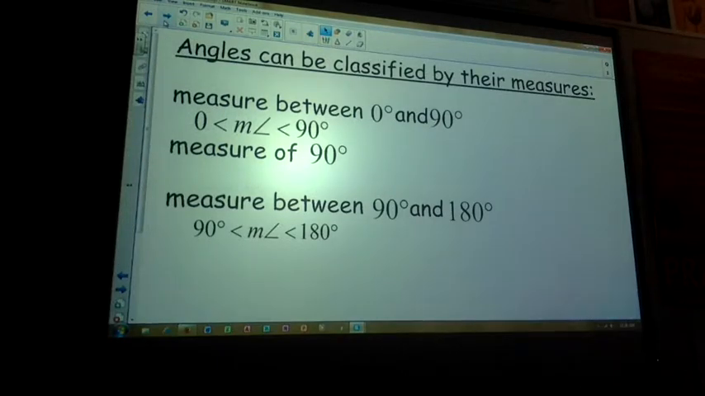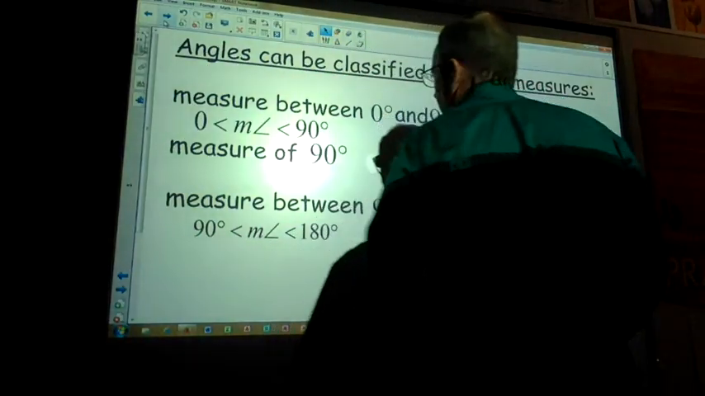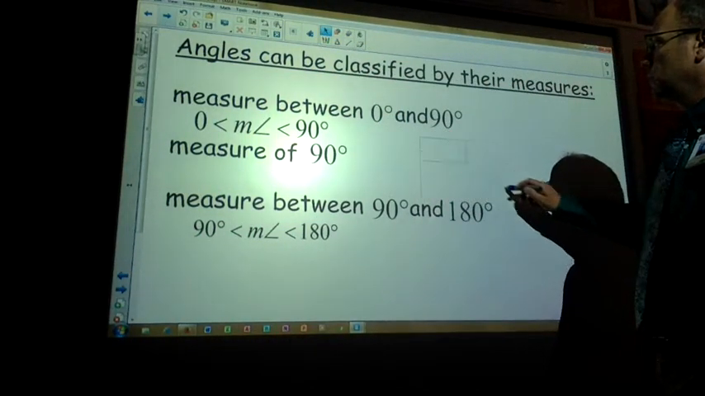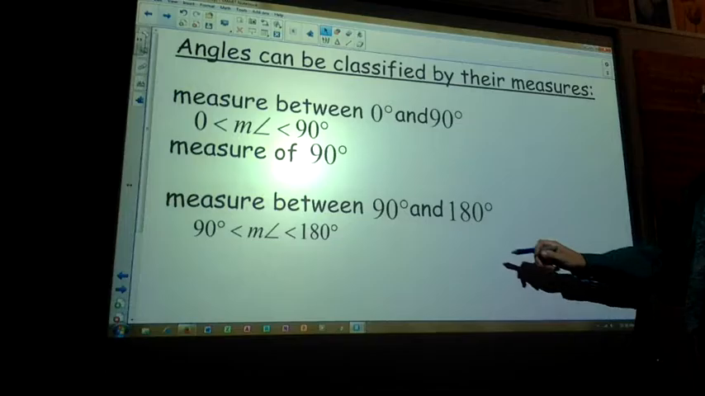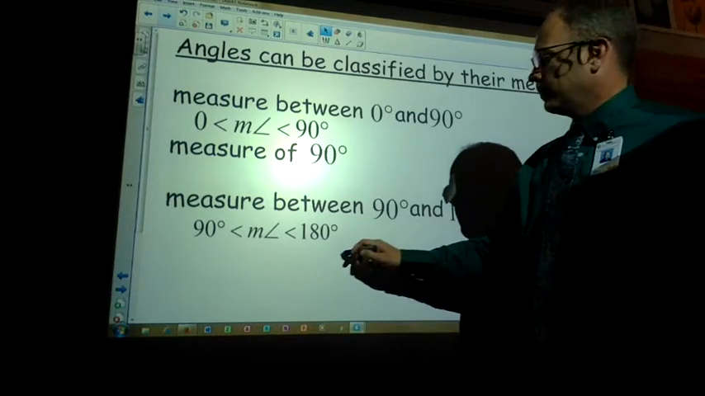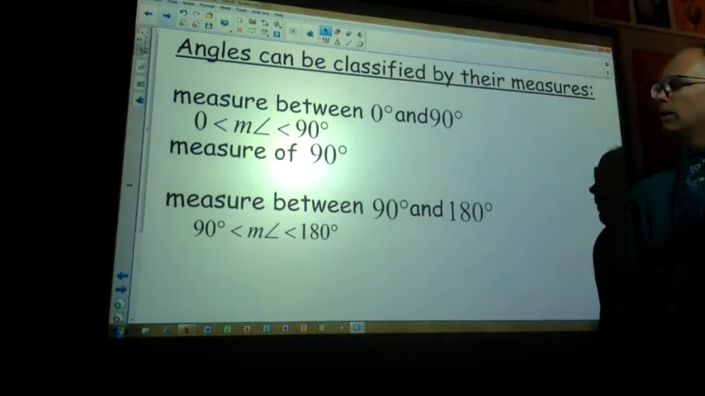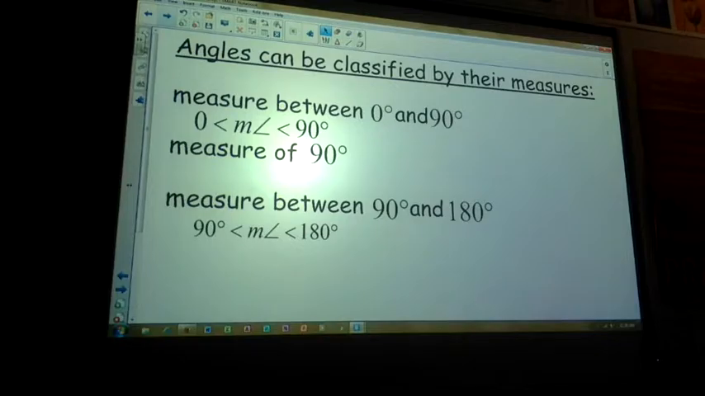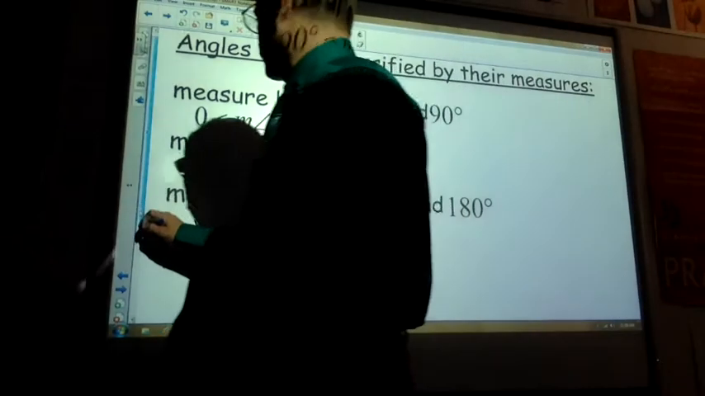We can refer to the measure of an angle we use. Uh-oh. What is missing? Oh. That was a covering thing. There we go. What else we got? Anything else? It's like seek and find.